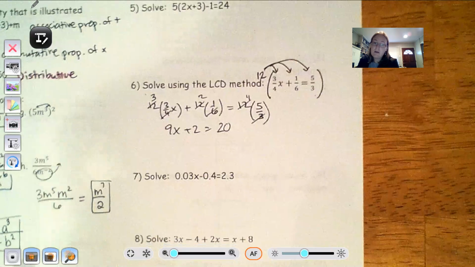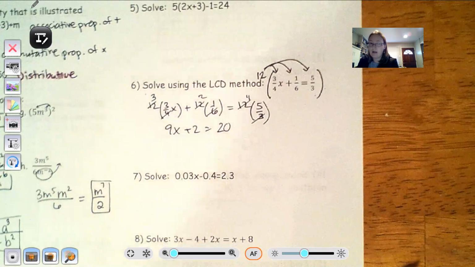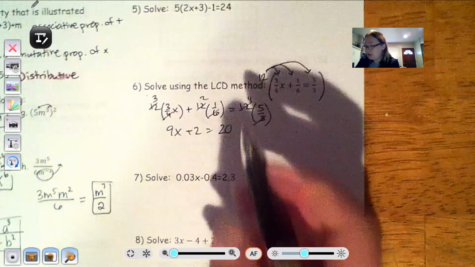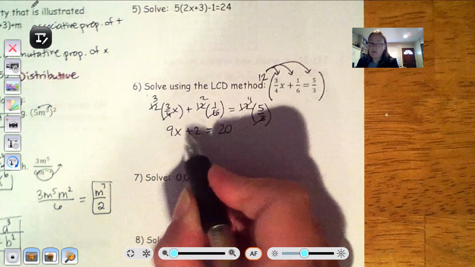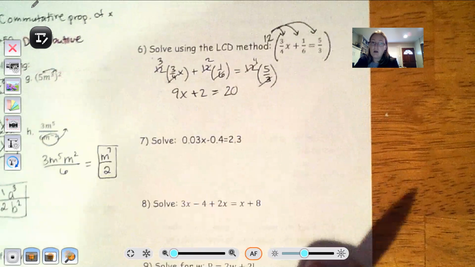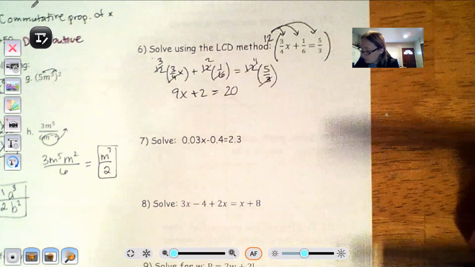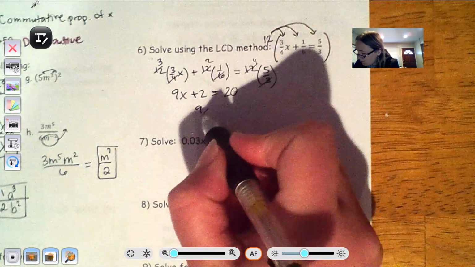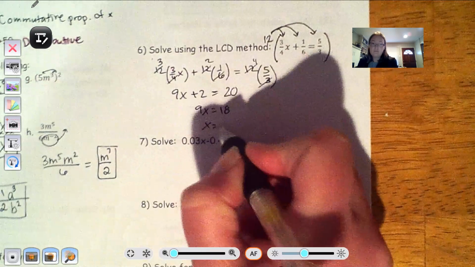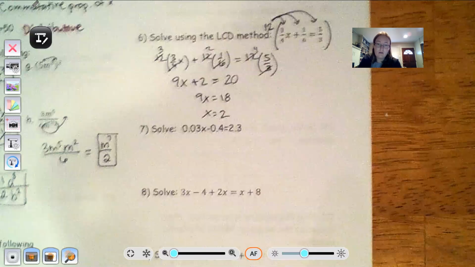And you may have fractions for your answers, or it might be nice integers. Just don't be afraid if you end up with a fraction. Okay, so x equals. We'll try it. Oh, that's why I like this. So why don't you just follow me?